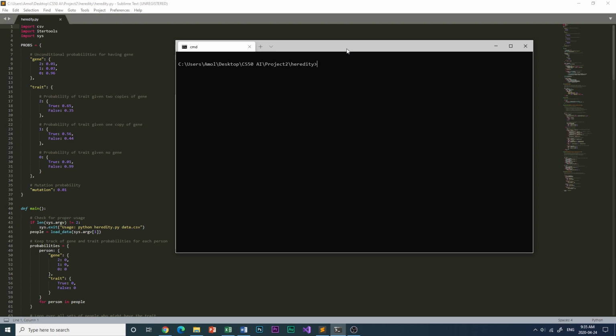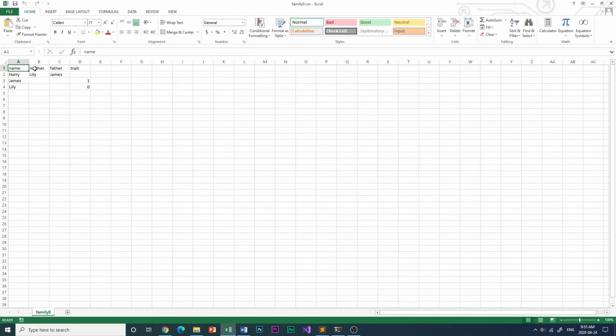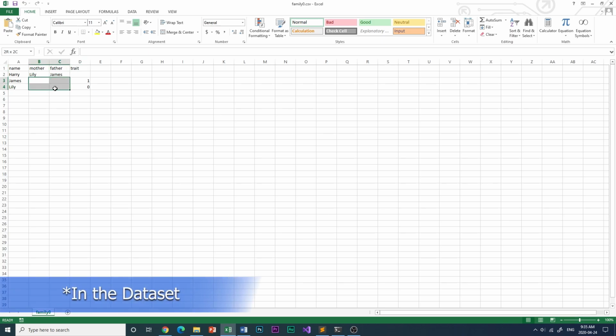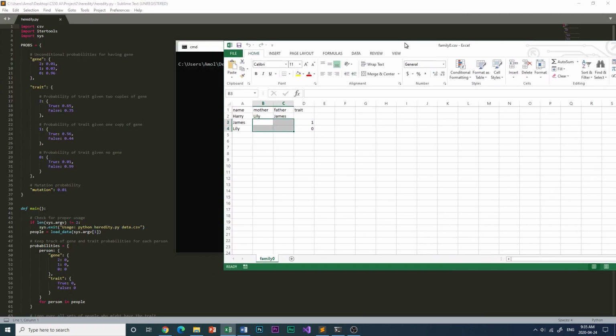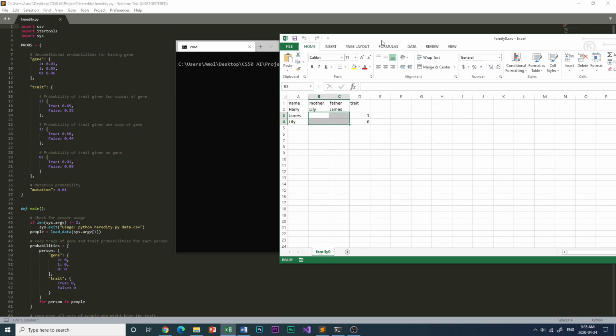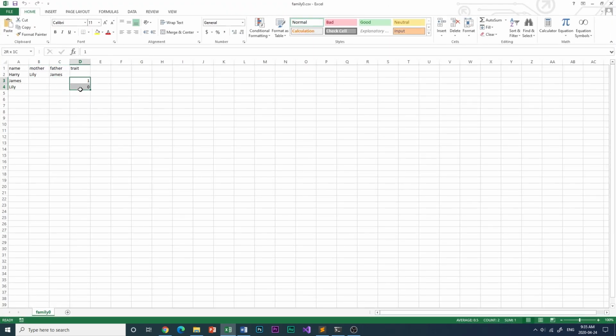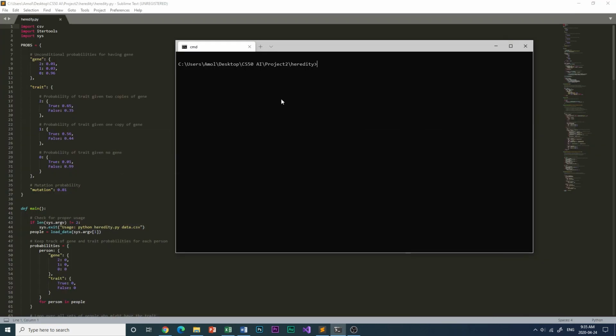There are three different datasets that are provided to us by CS50 for testing the algorithm. Let's see one of them. So here it is: name, mother, father, and trait. If someone doesn't have a mother or father, then we calculate the possibility of them having the gene using the probability provided on the top of the program. Those who do not have parents in the dataset have traits, but those who have parents do not have the traits, and that is what we have to calculate.